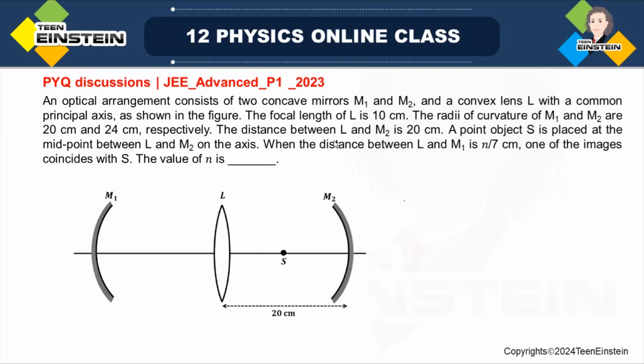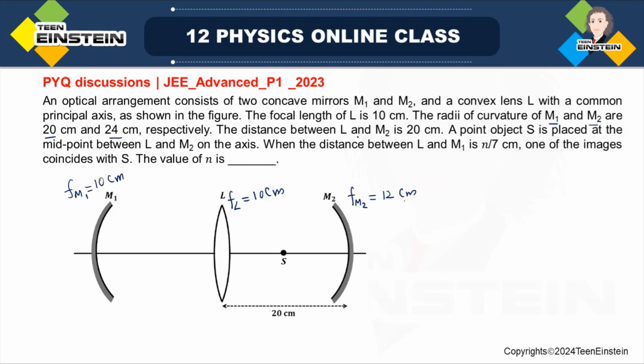The focal length of the lens L is 10 centimeter. So this has got focal length 10 centimeter. The radii of curvature of M1 and M2 are 20 centimeter and 24 centimeter respectively. That means the focal length for this mirror M2 is 12 centimeter, and the focal length for mirror M1 is 10 centimeter.